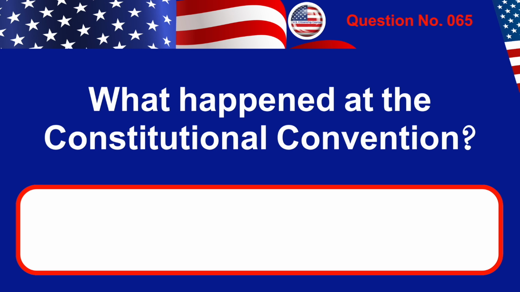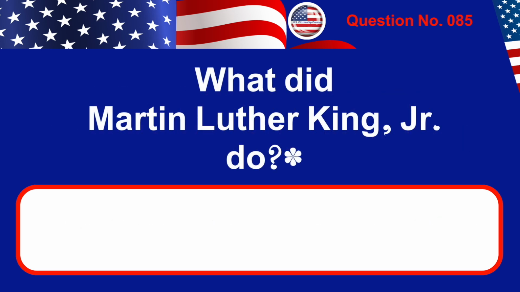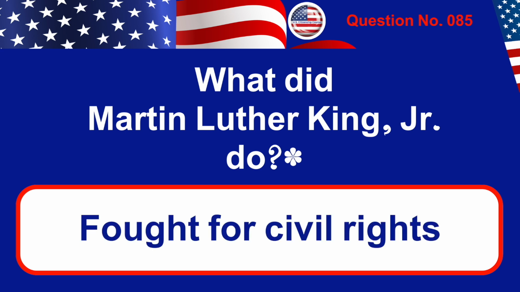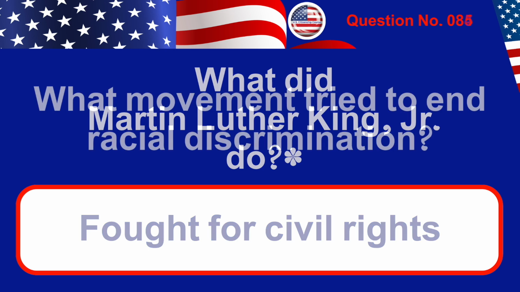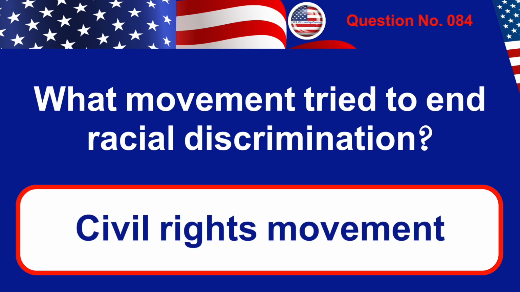What happened at the Constitutional Convention? The Constitution was written. What did Martin Luther King Jr. do? Fought for civil rights. What movement tried to end racial discrimination? Civil rights movement.